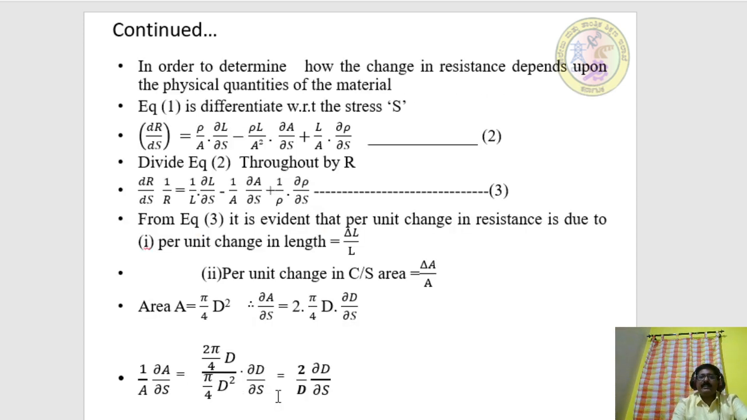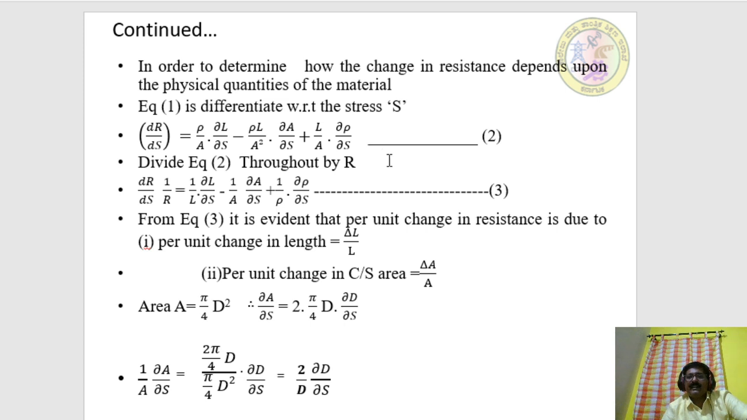In order to determine how the change in resistance depends upon the physical quantities of the material, we need to differentiate equation 1 with respect to tensile stress S. When I differentiate with respect to S, dR by dS is equal to rho by A into dou L by dou S minus rho L by A square into dou A by dou S plus L by A dou rho by dou S. We will call this equation 2. These are partial derivatives.